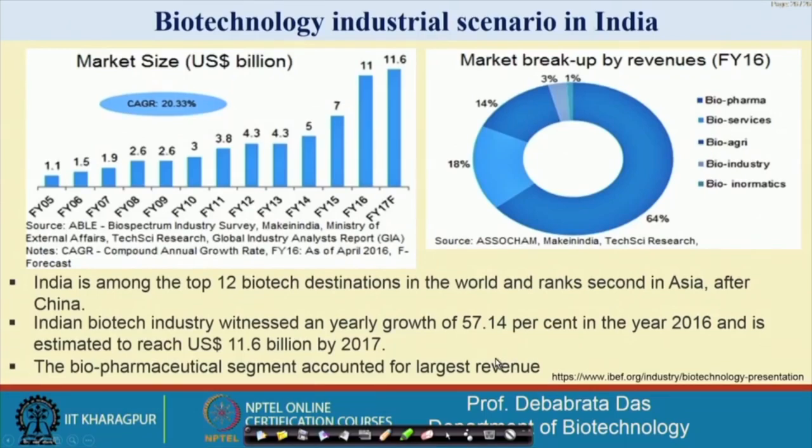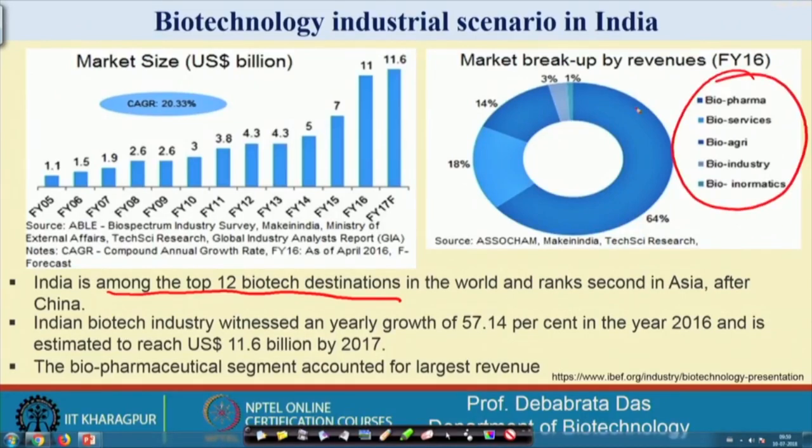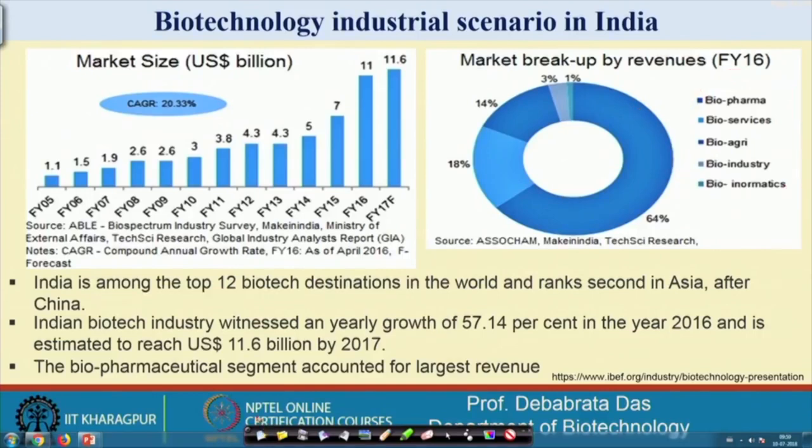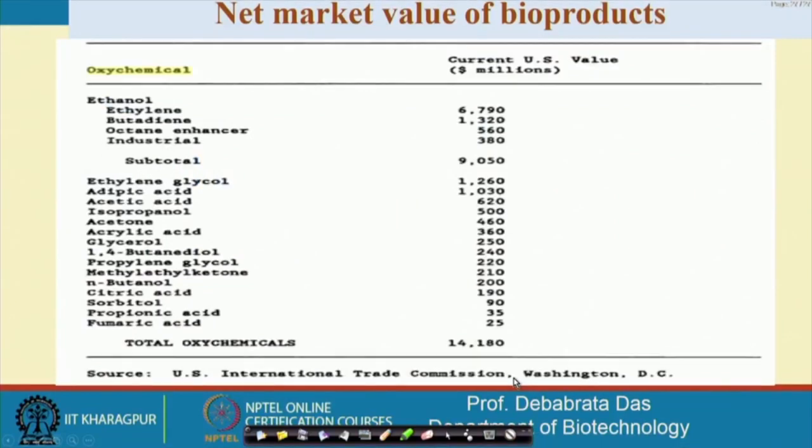And here I want to stress that India is among the top 12 biotech destinations in the world, and ranks third in Asia after China. So we have a lot of potential as far as bioproducts are concerned. This is the bio market that we have, which gives you an impression of how this plays an important role in our country, and these are the market values of the different products.